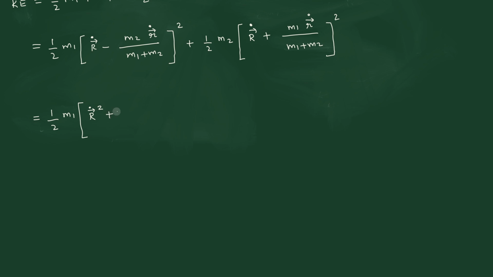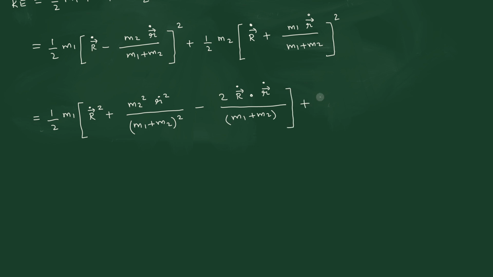Then I'll be able to get this. Then you get a plus, I'll be getting m2 squared, then you get script r dot squared divided by (m1 plus m2) squared. Then minus the 2ab term. So minus 2ab term means it is 2 times the time derivative of R, dot product with the time derivative of script r, and then I get an m1 plus m2, and that's all. So the first term is over.